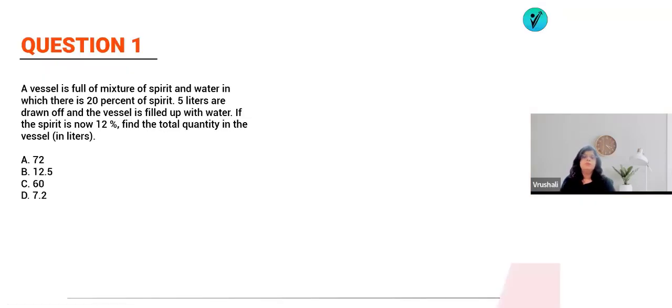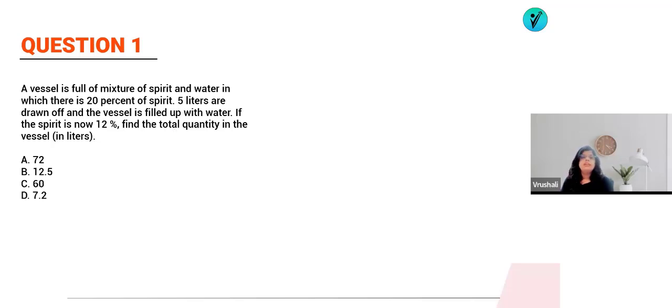Okay, so let's start. Let's come directly to the question. Now we'll jump on the question. Here is your first question. Let's try to solve it. What are they saying in this question? A vessel is full of a mixture of spirit and water in which there is 20% of spirit. 5 liters of water is drawn off and the vessel is filled up with water. If the spirit is now 12%, then find out the total quantity of the mixture in the vessel.